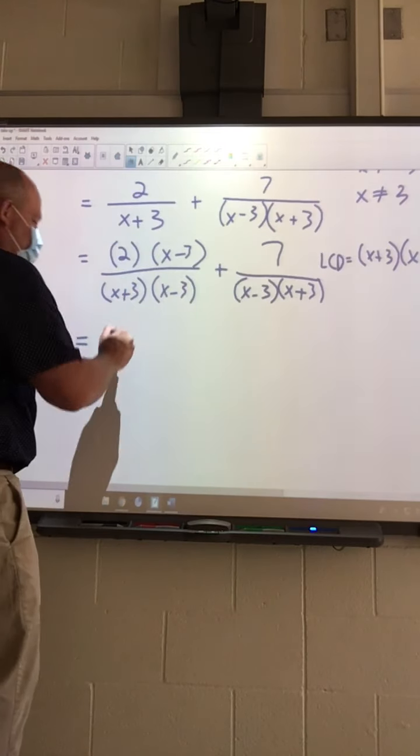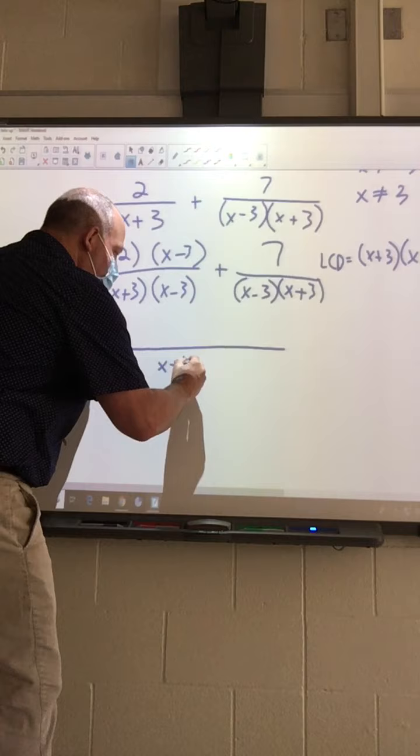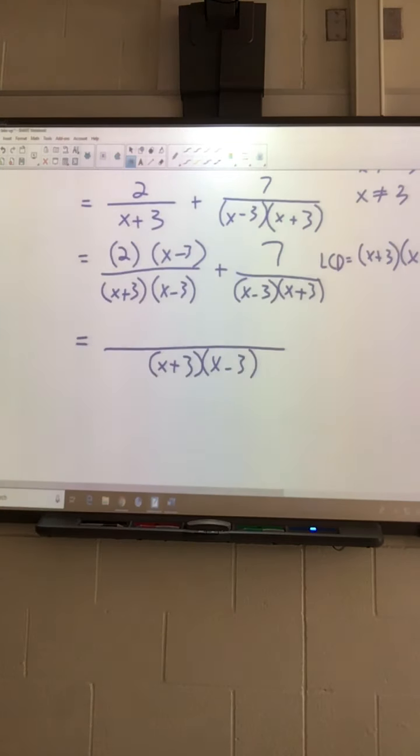2 times x, 2 times negative. Oh, sorry. Yeah. Write it all over the same denominator. Okay? This, believe it or not, is a step that a lot of people either A, don't do, or B, don't really care about. But the key feature here is I've really simplified because I've gone from 2 fractions to 1.